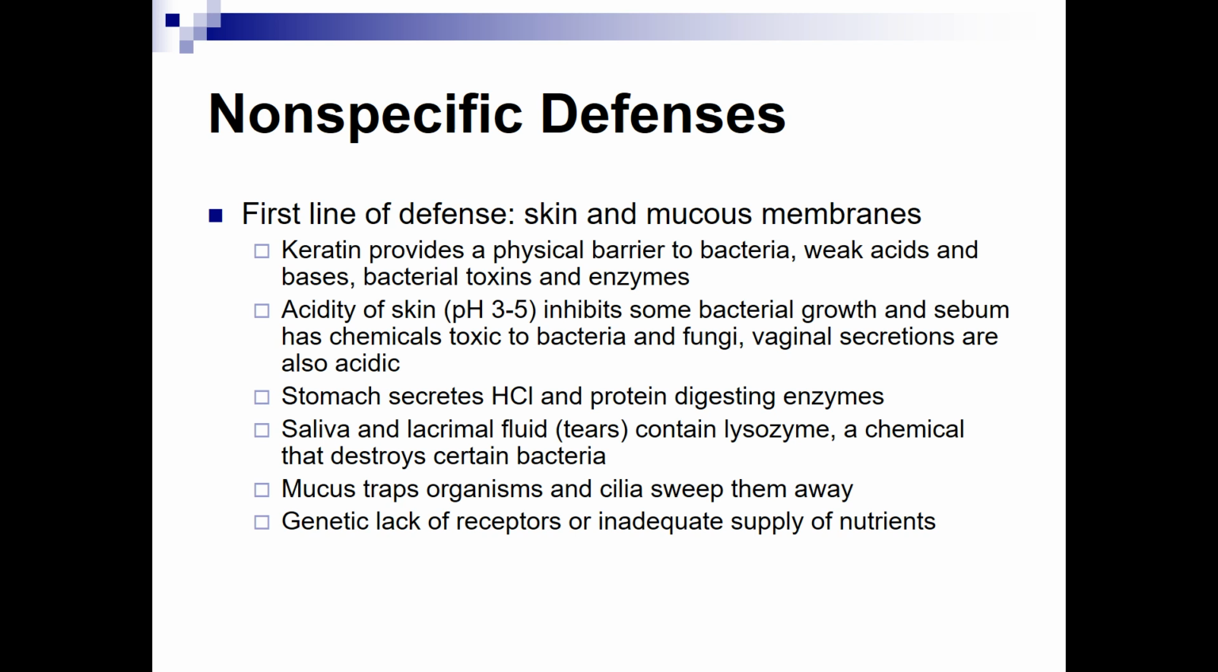Our external body secretions, saliva and tears, are going to contain an enzyme called lysozyme, which targets the peptidoglycan layer of gram-positive bacteria. So if you're familiar with microbiology, on the outside of gram-positive bacteria, they have this thick layer called peptidoglycan, and lysozyme specifically attacks that. Not so much with gram-negative bacteria.